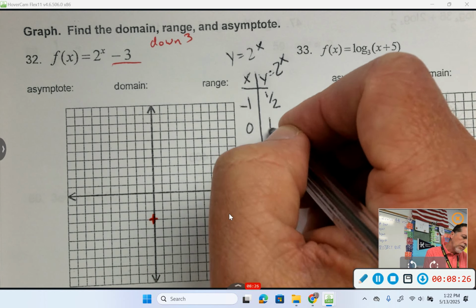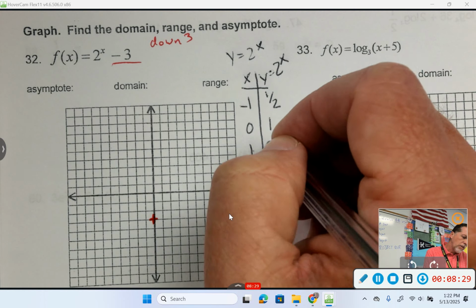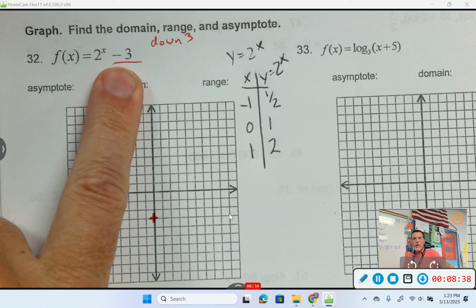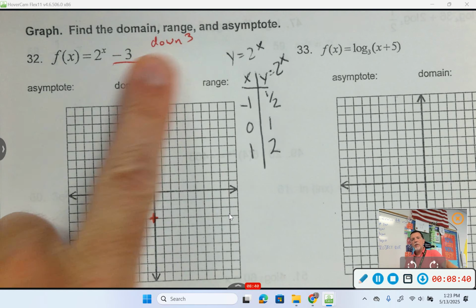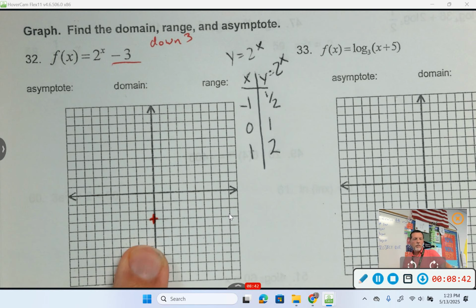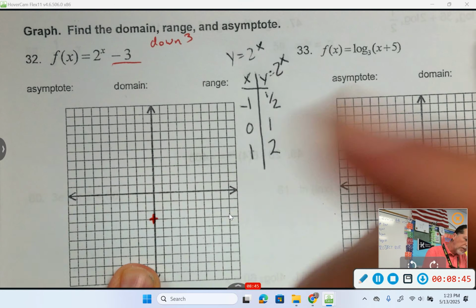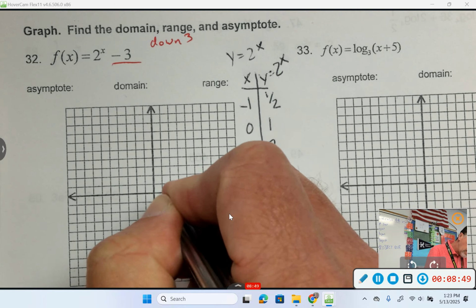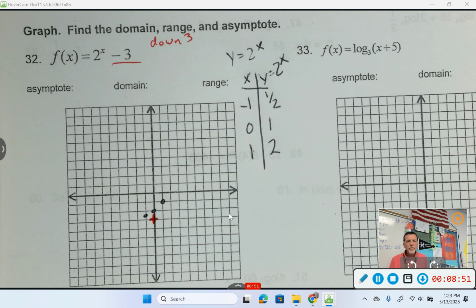2 to the 0 is 1. And 2 to the first is 2. So let's plot those. I don't have to worry about the -3 because I already worried about the -3. I already took care of the down 3. So now I'm just going to plot those points from the down 3 spot. That's not wrong. It's not much, though, especially with base of 2. It didn't make a sharp turn. I'm going to go one more.